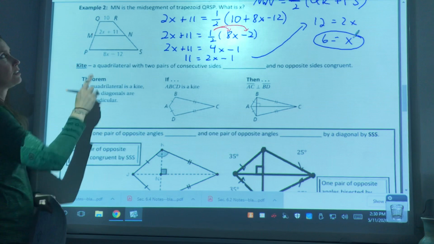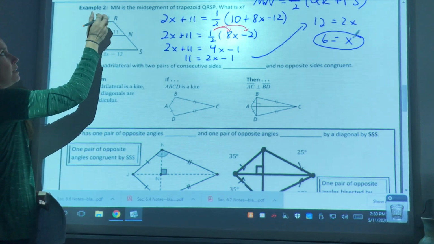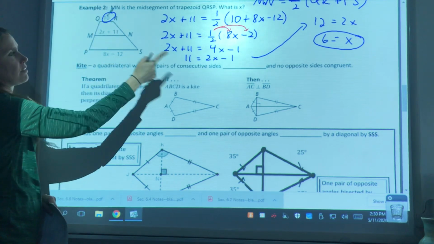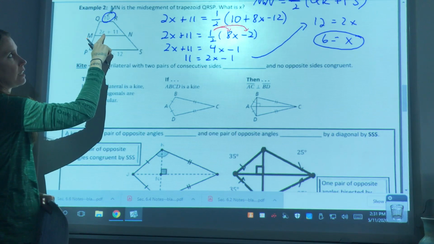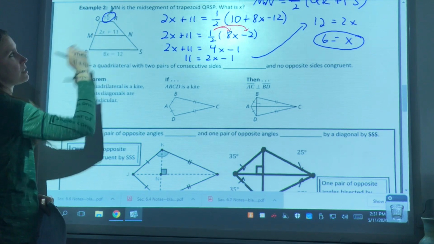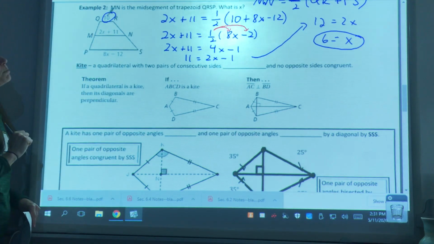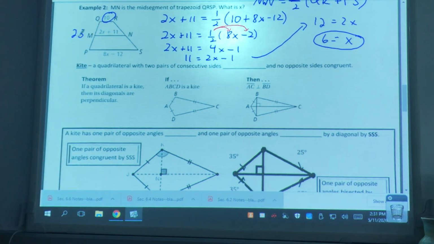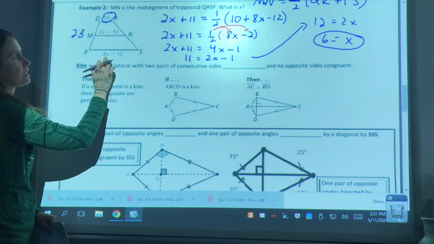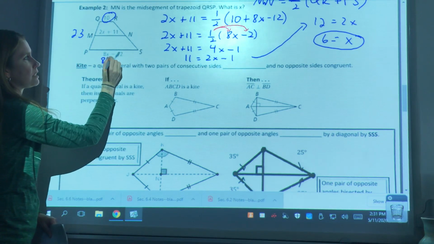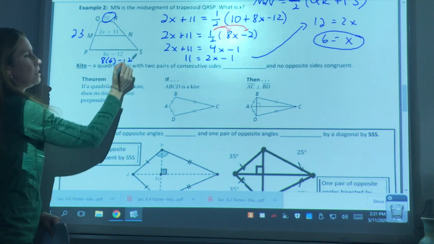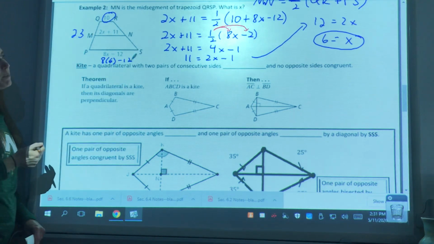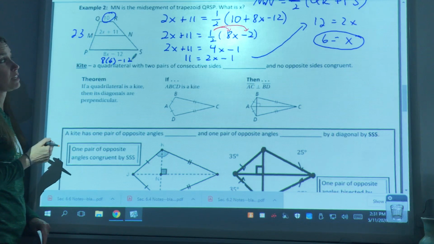It doesn't take long. I know this length is 10. You know, I can see that. If I take the 6 and plug it in here, 6 times 2 is 12, plus 11 gives me 23. Okay, and then if I take my 6 and plug it in here, I've got 8 times 6 is 48. And if I do 48 minus 12, I got 36.